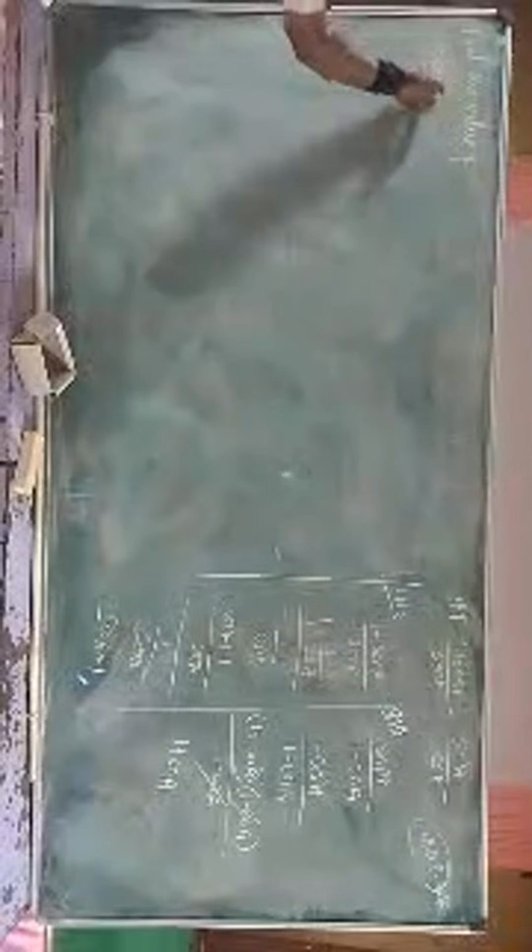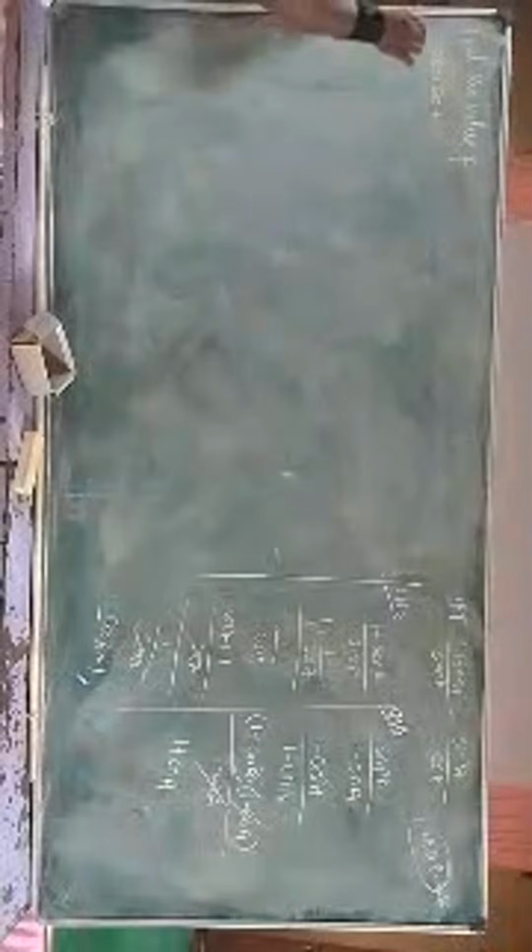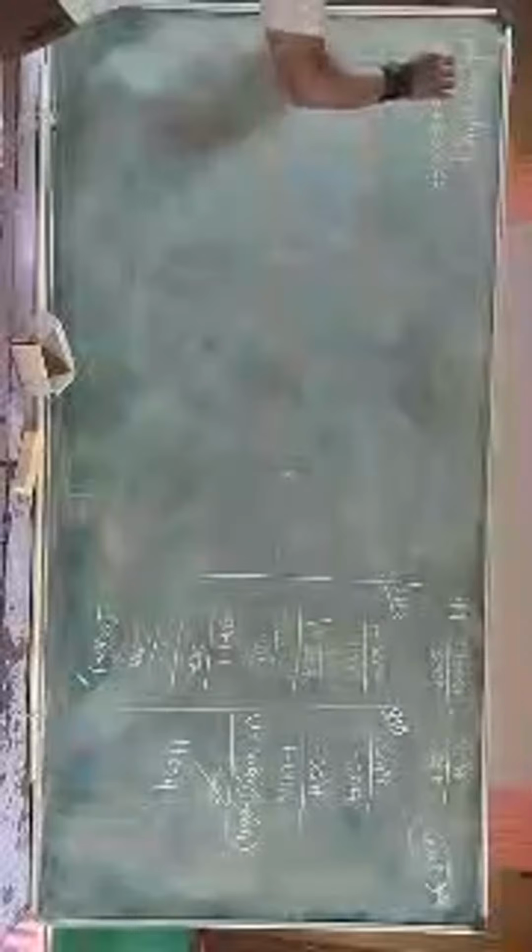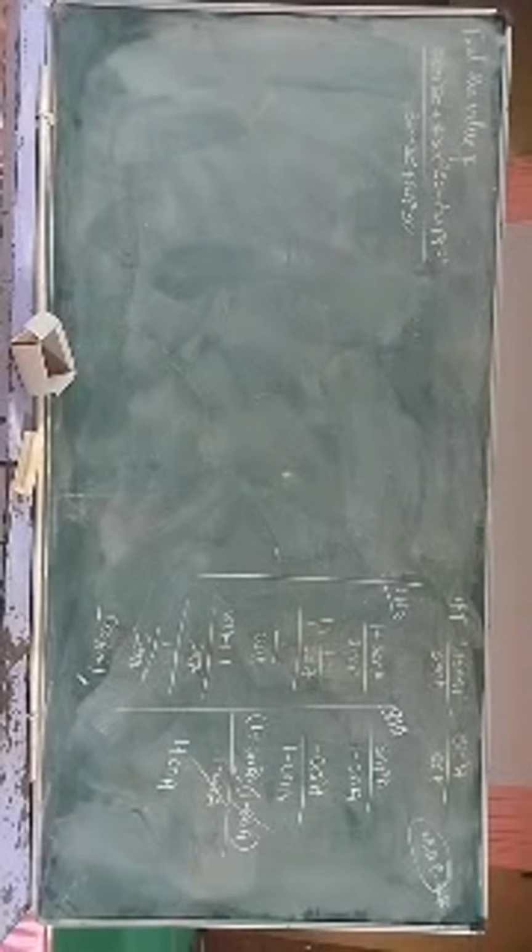Find the value of 5 times cos square 60 degree plus 4 times sec square 30 degree minus tan square 45 degree, divided by sin square 30 degree plus cos square 30 degree.